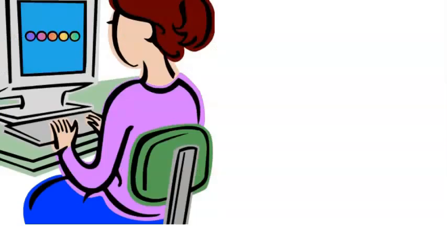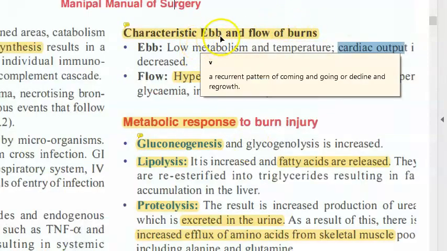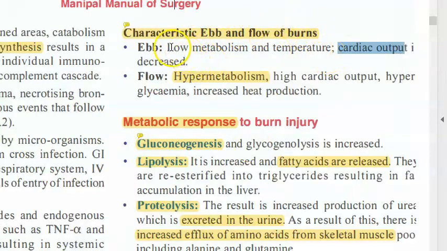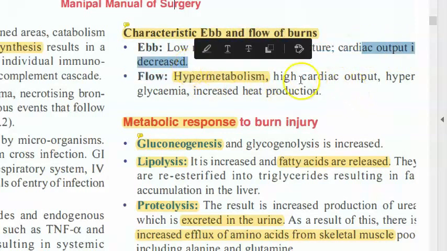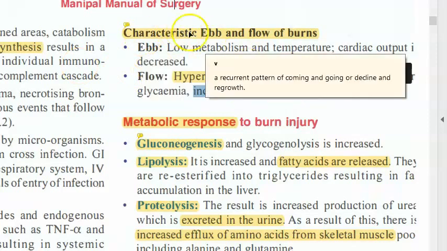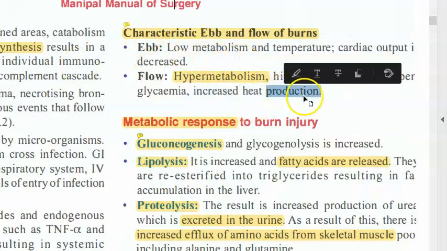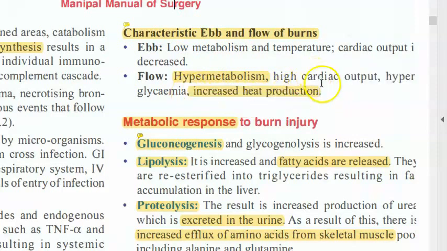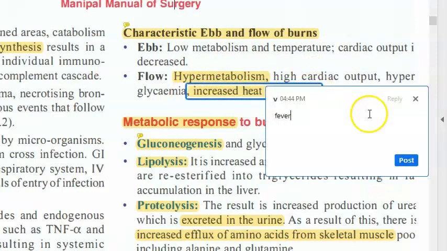Let us just look at one more thing here. They are saying that there is ebb and flow of burns. That is, something is less and then more. See here, low metabolism, here hypermetabolism. Cardiac output is decreased, and then high cardiac output. Temperature is low, and here increased heat production. So there is an increasing and decreasing kind of pattern here, like a fever.